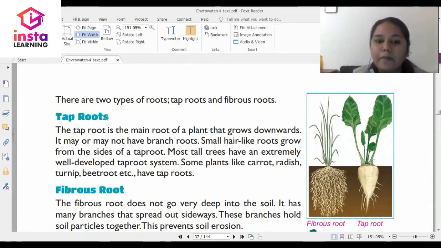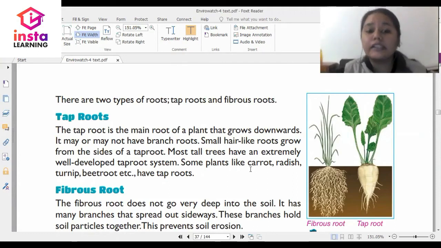The first is tap roots. The tap root is the main root of a plant that grows downwards. It may or may not have branch roots. Small hair-like roots grow from the sides of a tap root. Most tall trees have an extremely well-developed tap root. Some plants like carrot, radish, turnip, beetroot, etc. have tap roots. So you see, what is this? This is a radish, and you see these small hair-like structures. What are these? Tap roots.